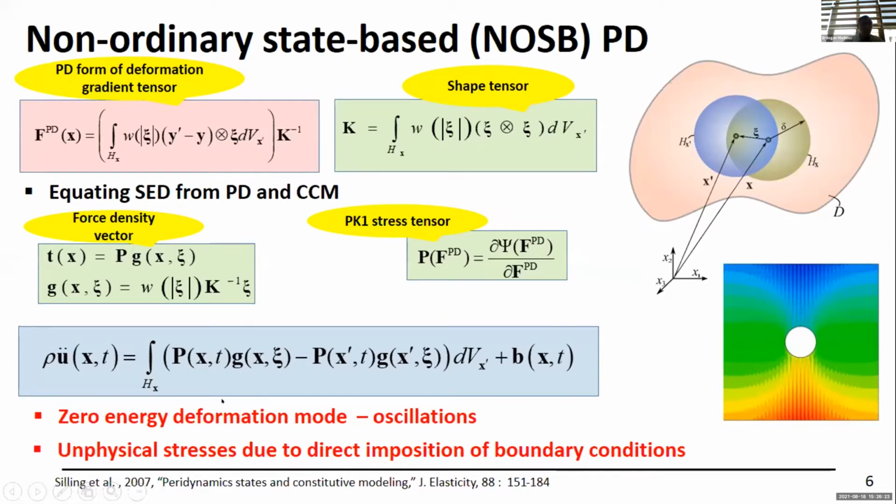So basically what you have is zero energy deformation modes. As you can see here, you have a bunch of oscillations. That's the result of that, right? Zero energy deformation modes. Also, when you directly impose the boundary conditions, you're going to end up with stress concentrations because of the kinks that you have near the boundaries when you directly impose the boundary conditions.